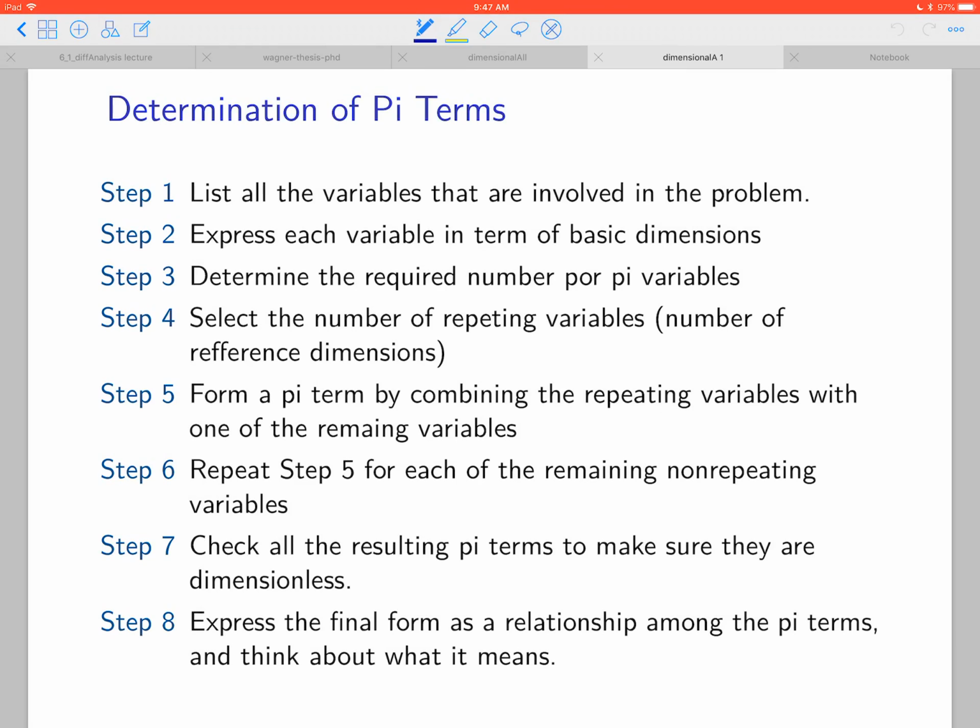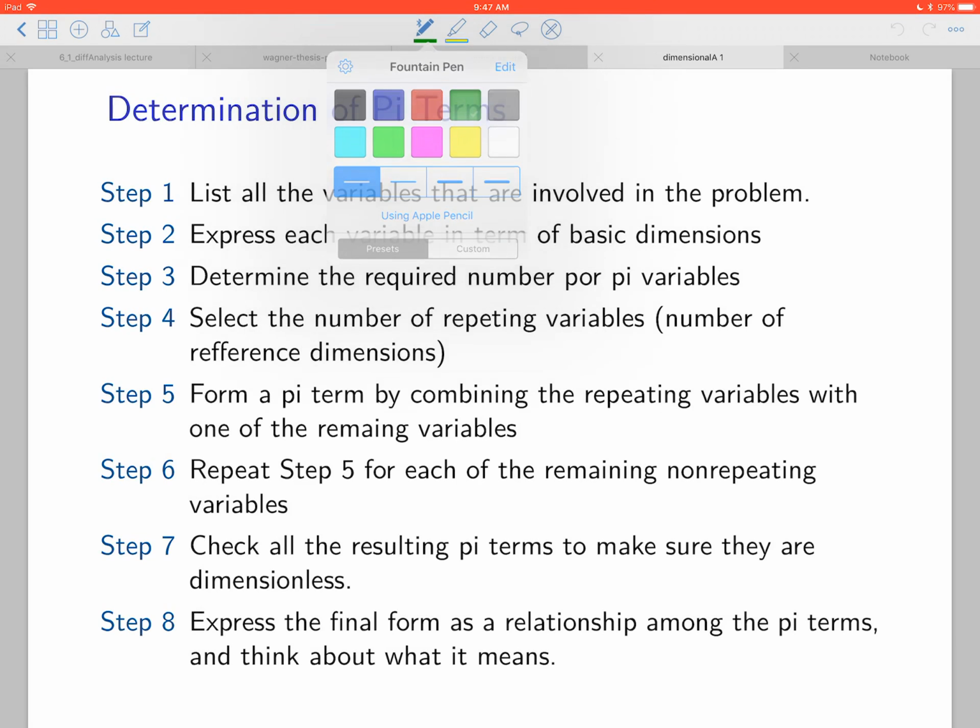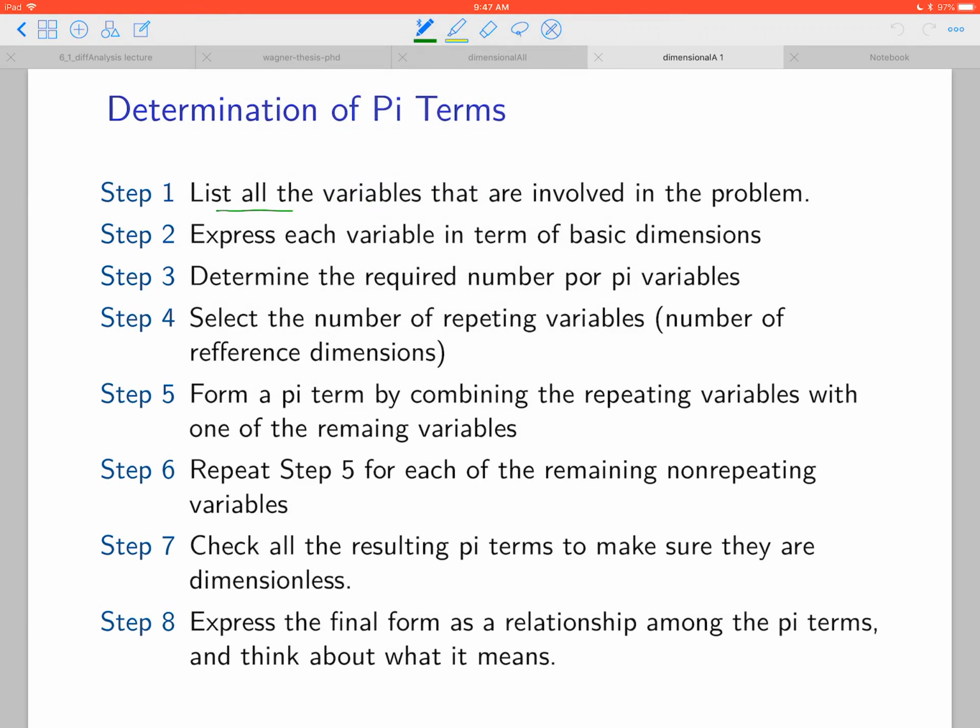First of all, you have to list all the parameters, all the variables that are involved in the problem. Express each variable in terms of a basic dimension. So you have to do basically a list: velocity, force, and so forth, and then make a table with the dimensions. So for example, length, T to the negative 1, force is mass times acceleration, and so forth.